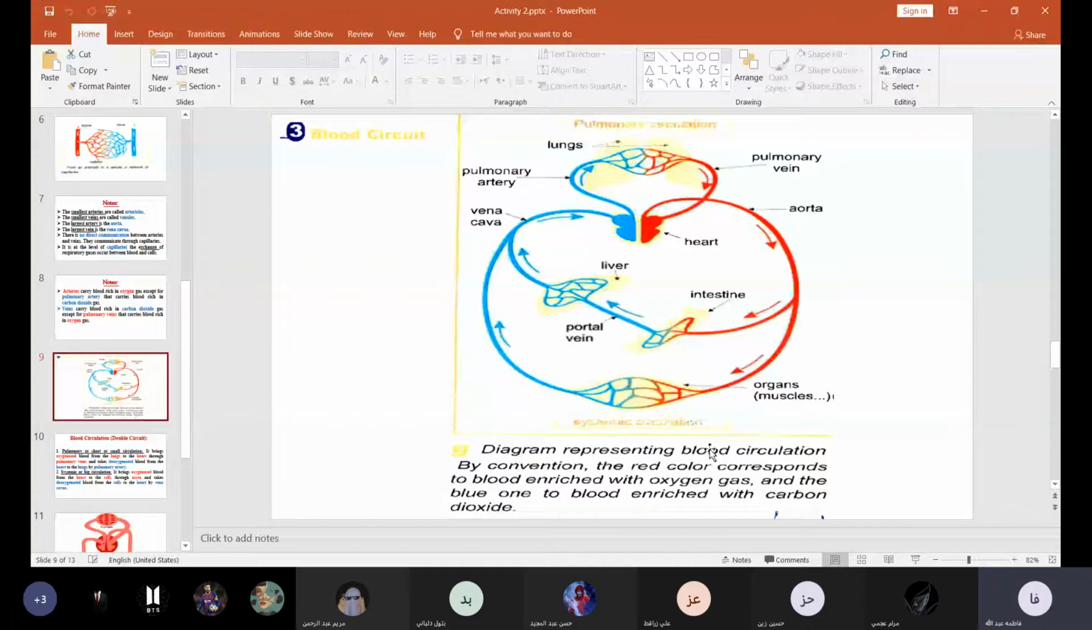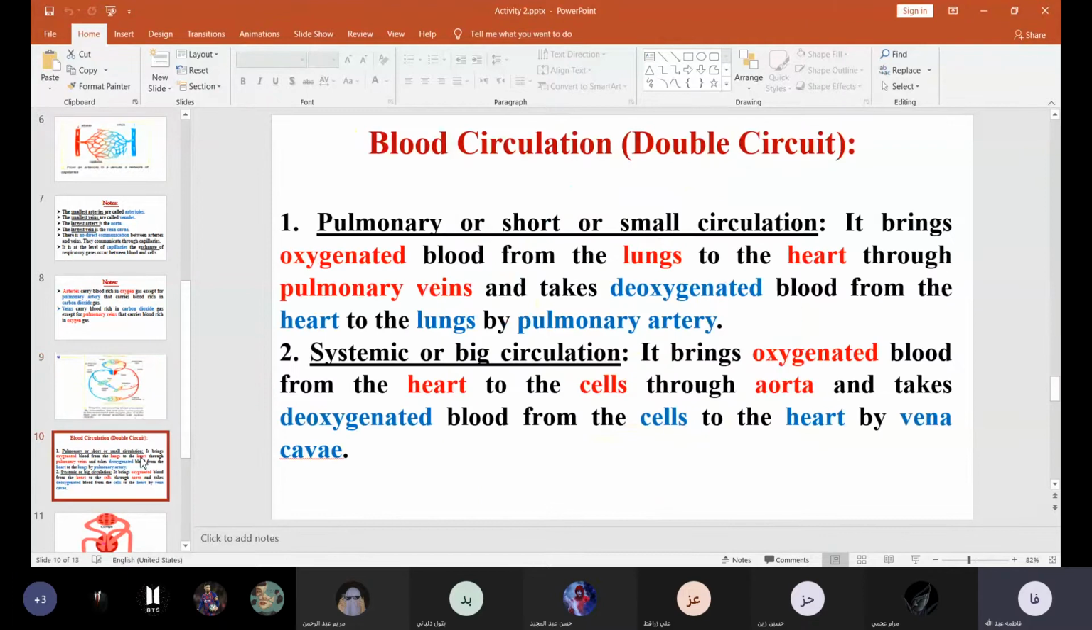However, between the heart and the cells of the body, I have the aorta and vena cava. The aorta takes blood rich in oxygen from the heart to the cells. The vena cava brings blood rich in carbon dioxide, or poor in oxygen, from the cells to the heart. Okay, this is the big or systemic circulation.